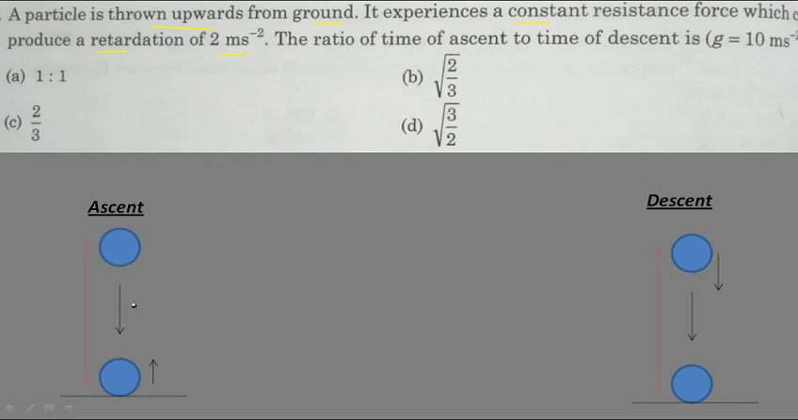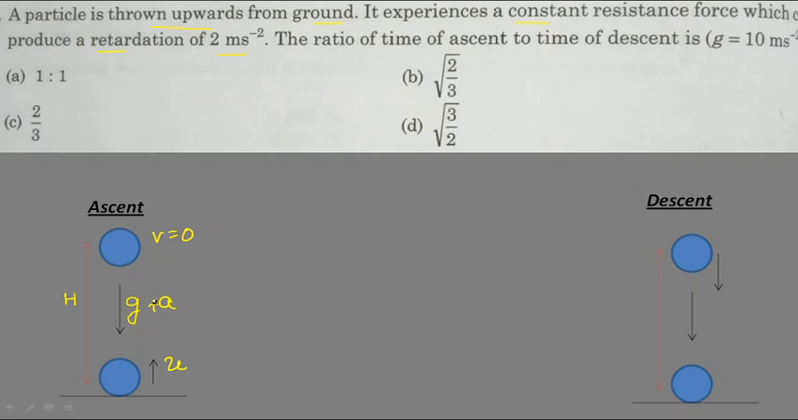That means in this direction there is already g acting, and in addition to that there is another retardation, that is 2 meter per second square. This is another a. Let's say it is moving up with a velocity u, and finally it will reach a velocity equal to 0. It will stop here itself. If the final velocity is zero, let me say it has reached a height of h.